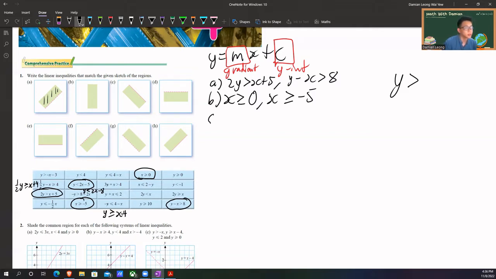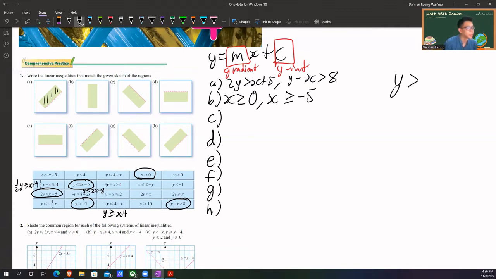For C, solid line. Okay, so you can look at the lines first and then go, or you can look at each equation and match to it also. Either way is fine actually. D, E, F, G, H. Okay, actually let's go by the equations, the inequalities.